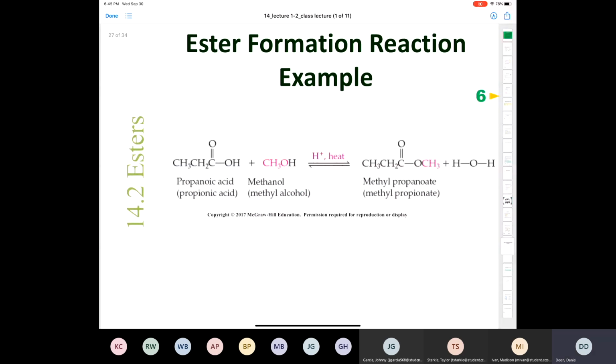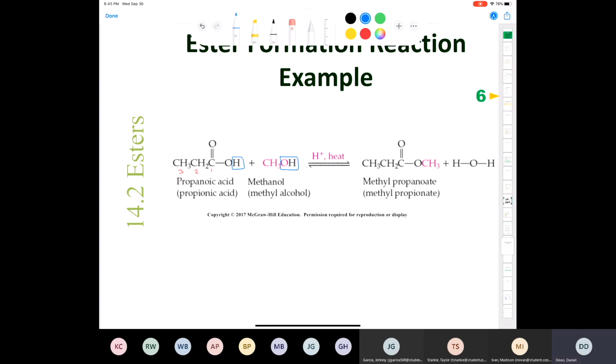Here's an example of the formation of an ester. If we were to take propanoic acid, which has 1, 2, 3 carbons, and treat it with methanol, what are we going to lose? We're going to lose water. The water is going to come from this oxygen and this hydrogen, right here. And what are we going to do? We're going to put the alkyl group in place of the hydrogen. So we end up with methyl, and then we have 3 carbons in our carboxylic acid portion. So propanoic acid becomes propanoate, methyl propanoate.